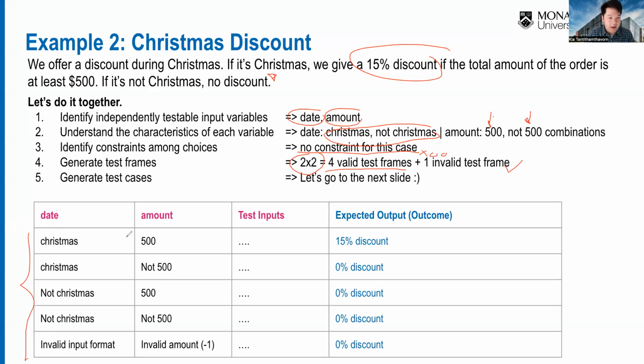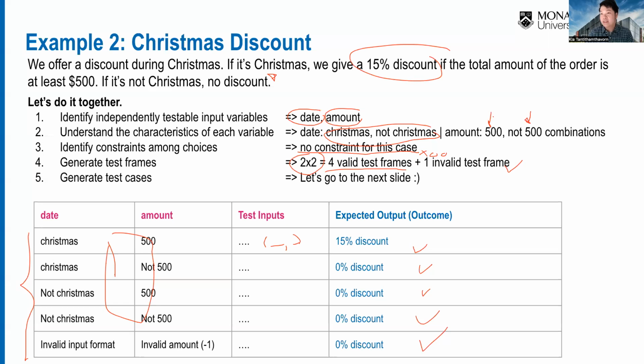And we have Christmas, this is all of the combinations here: Christmas 500, Christmas not 500, or whatever. Then you can generate the test input here, and this is the expected output. Make sense, everyone? One question in the Zoom chat: in this case, we are never testing what happens if, say, the date is invalid but there is a valid amount.